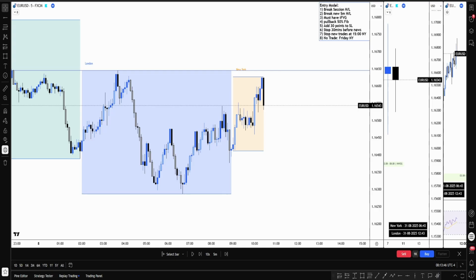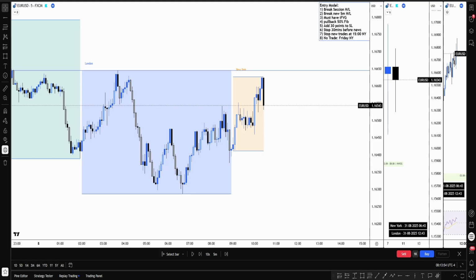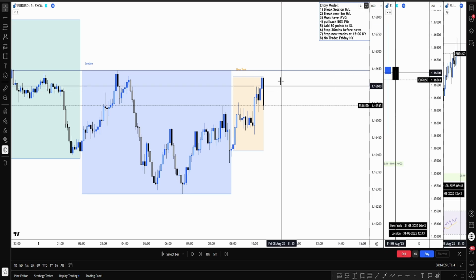Hi guys, hope you're doing well. So now we are going to backtest the rest of the August month. So yeah, let's just see how everything goes. All right, so we have to move forward and let's get it done.